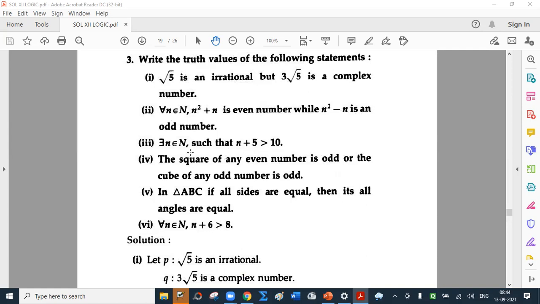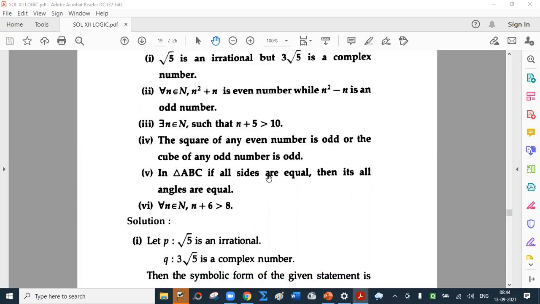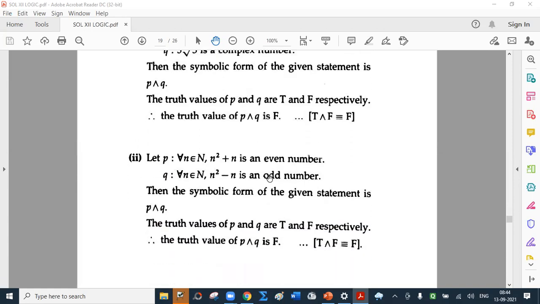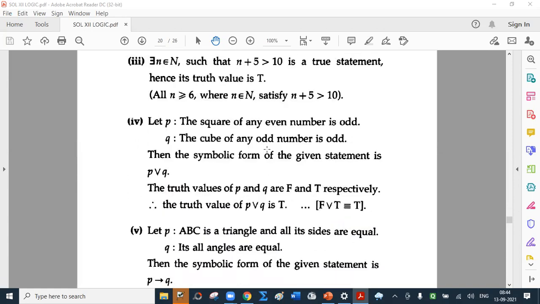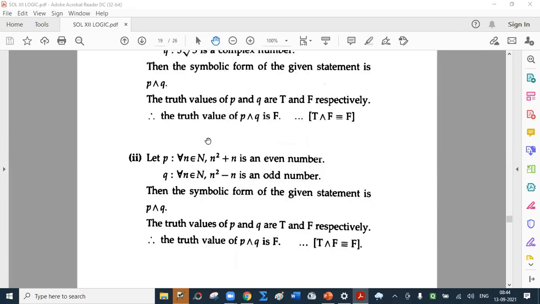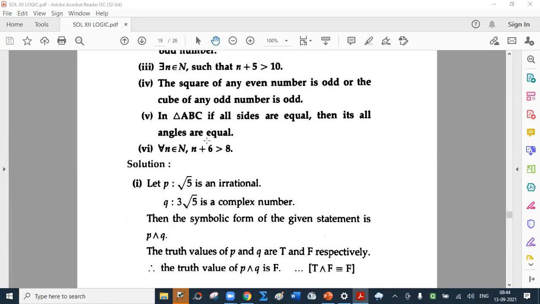Then, sum number 3, for some n belonging to N such that n plus 5 is greater than 10. This is the third one. Yes, this is a true statement. In fact, for all natural numbers greater than or equal to 6, n plus 5 is greater than 10. So the truth value is nothing but T, which is the fourth statement.